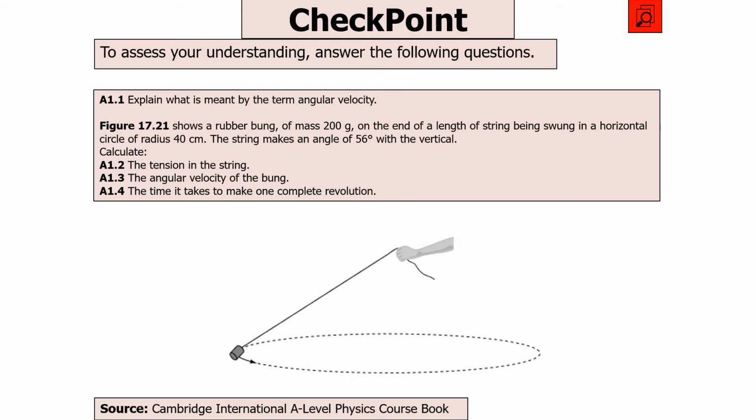The next question says, explain what is meant by the term angular velocity. And then the figure below shows a rubber bung of mass 200 grams on the end of a length of string being swung in a horizontal circle of radius 40 centimeters. The string makes an angle of 56 degrees with the vertical. Calculate the tension in the string, the angular velocity of the bung, and the time it takes to make one complete revolution. So pause the video now, then unpause the video when you want to go through your answer.